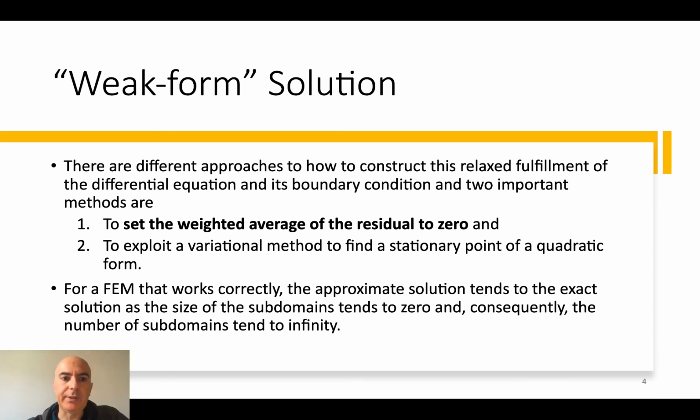In this course, we focus on the first method. So the way that we are going to derive the FEM is to set a set of weighted averages of the residual to 0. For a FEM that works correctly, the approximate solution tends to the exact solution as the size of the subdomains tends to 0, and consequently the number of subdomains tends to infinity. So we know that by reducing the size of our elements, the solution will converge to the exact solution.